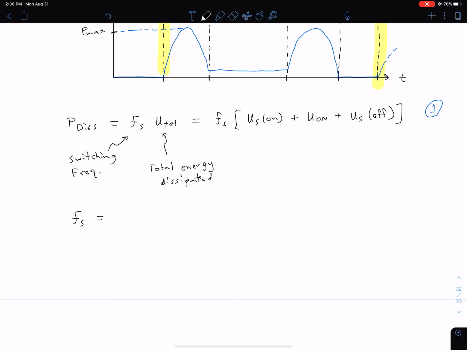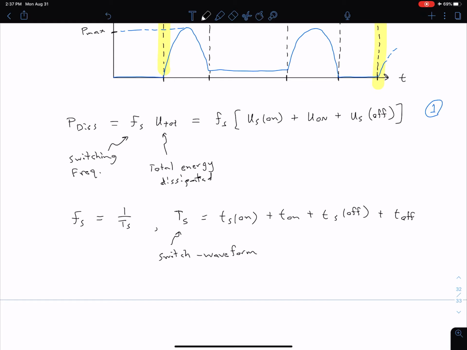So of course, if we have a frequency, we can also define a period, in this case T sub S. And so T sub S is going to be equal to the sum of those 4 times. So the time for our switching when we're turning on, the time that we're on, the time when we're switching off, and finally the time when we are off. Okay, and this is our switch waveform period. And so that's just the area in between the area that's highlighted in yellow in the waveforms above.